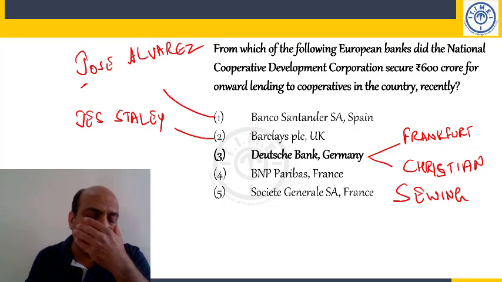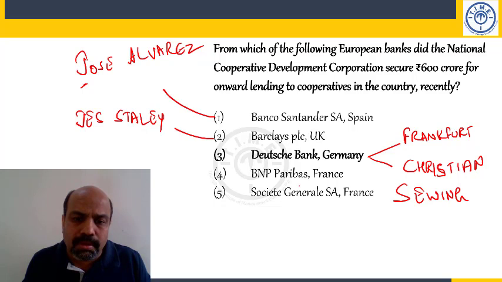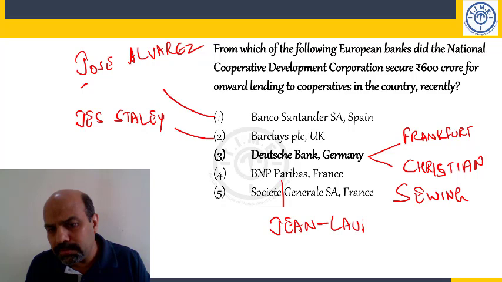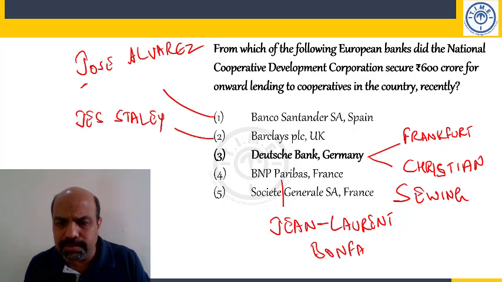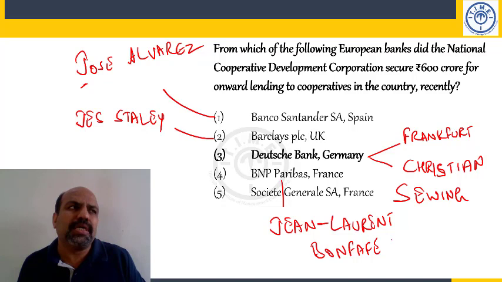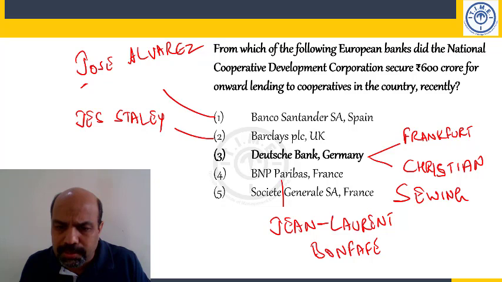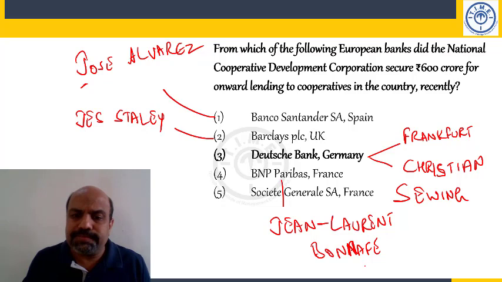BNP Paribas. This is a French bank, one of the top 20 in the world. You could write this: Jean-Laurent Bonnafé. I'm a little confused about the name. Bonnafé. Because see, why I'm confused is this: there is only one F in this. Jean-Laurent Bonnafé.